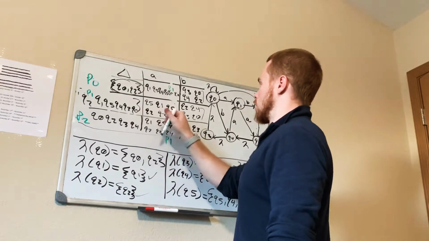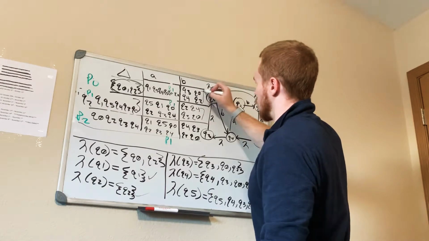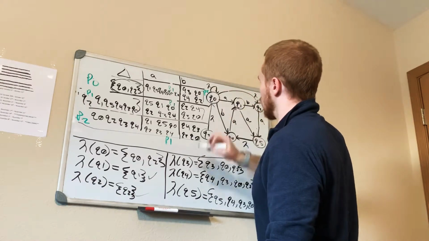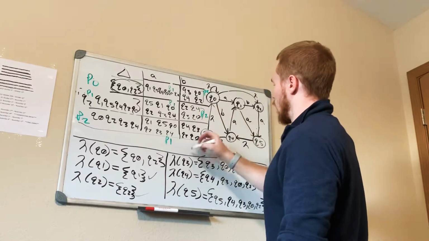0, 1, 2, 3, 4, 5. This is P1. 0, 2, 3, 4. That is P2. 0, 2, 3, 4. This is P2 and P2.